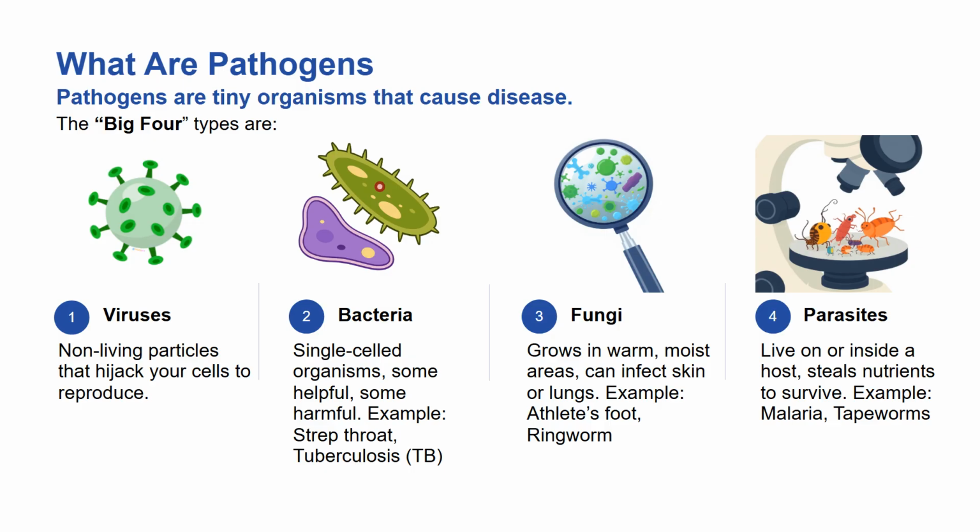Second is bacteria. Bacteria are single-celled organisms. Some are helpful, while others can be harmful. Some examples are strep throat and tuberculosis, or TB. The third type is fungi. Fungi tend to grow in warm, moist areas and can infect the skin or lungs. Common examples include athlete's foot and ringworm.